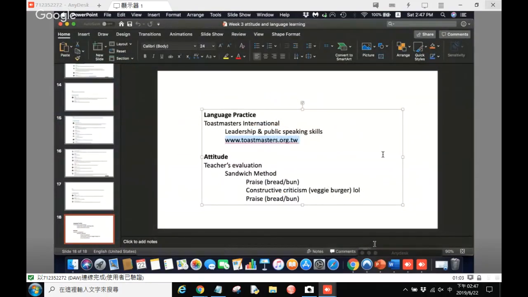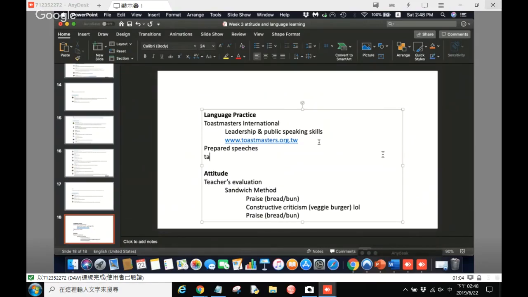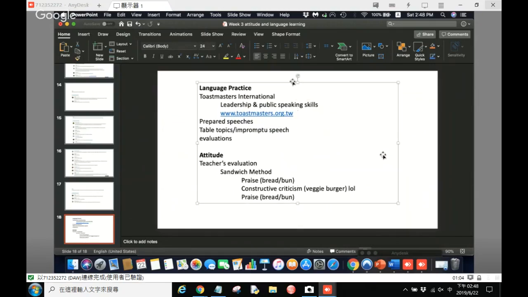That's related to the evaluator section in Toastmasters. Like I said, you have the prepared speeches, then we have table topics, or impromptu speech, and then we have evaluation. When we do the evaluations, a lot of people use this sandwich method, which is something I started doing with my teaching evaluations for my students also.